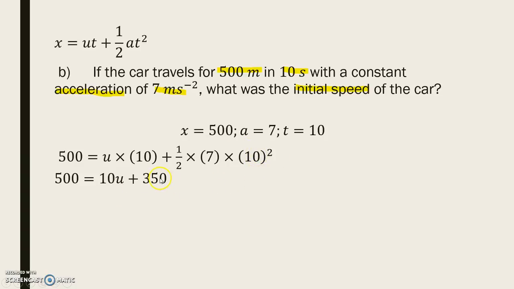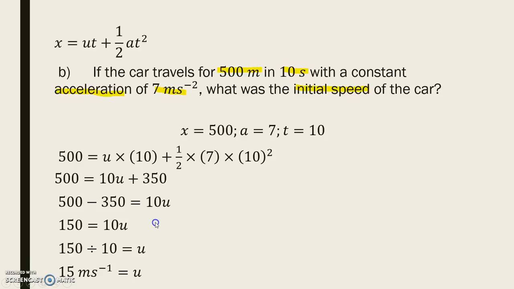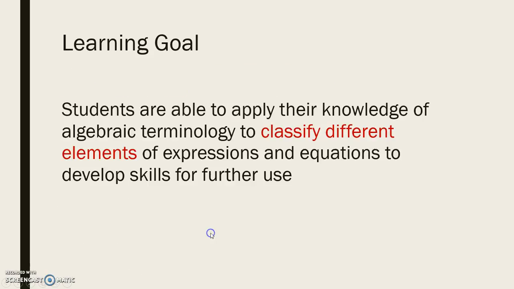We simplify the parts we can, so u times 10 is 10u. This part here is 350. Now we undo that equation, we solve that equation. We'll focus more on this later. So we subtract the 350, we get 150 equals 10u, and then we divide by 10 to get the u by itself. So our initial velocity is 15 meters per second.